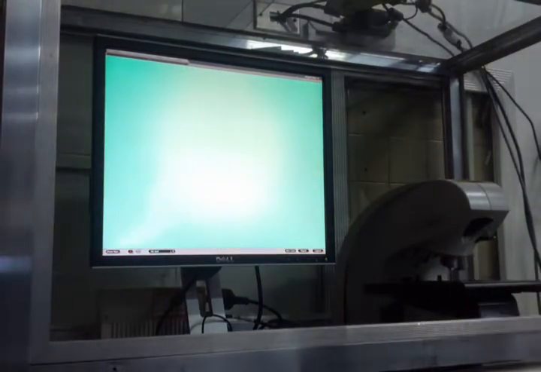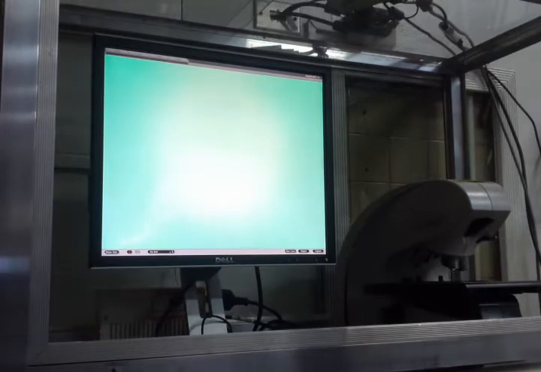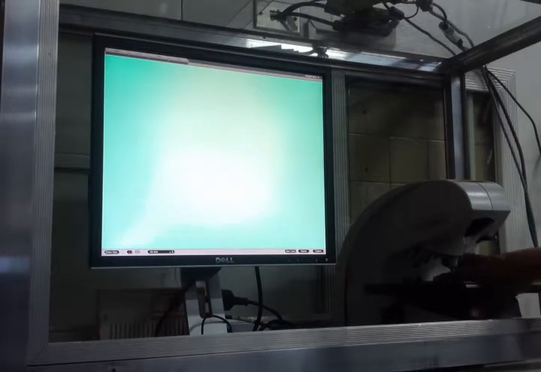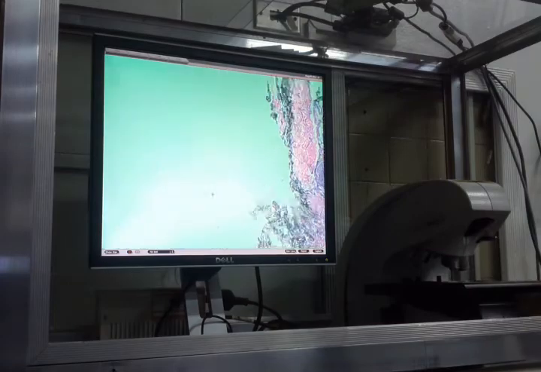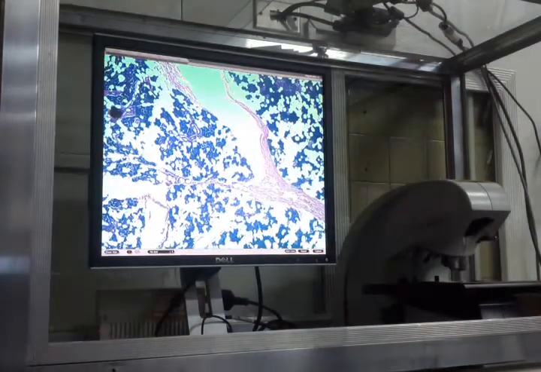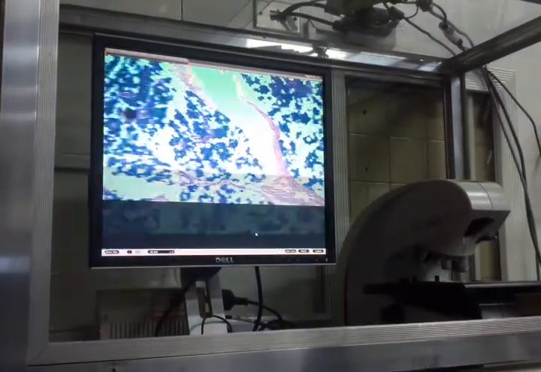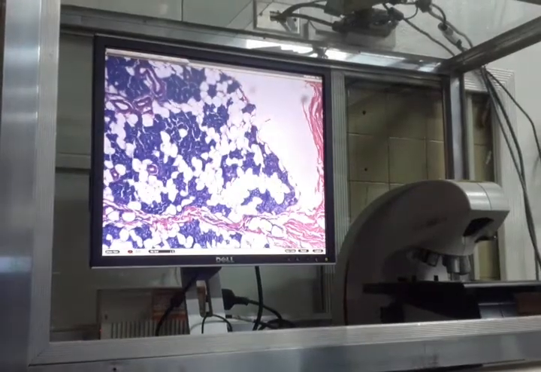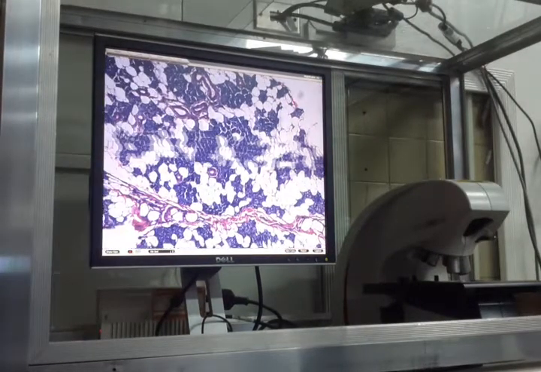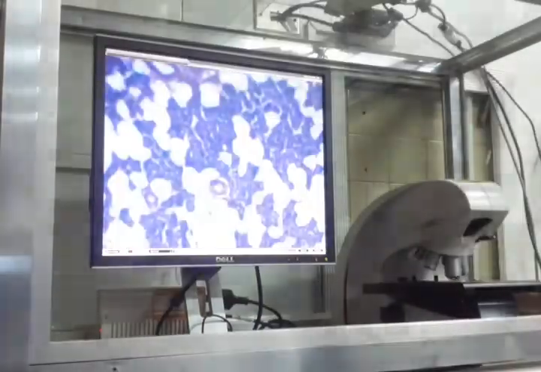Yung chronic granulomatous inflammation ng lungs, delayed hypersensitivity reaction, correct? Hypersensitivity type 4. Parotid. Okay, what is the tissue?